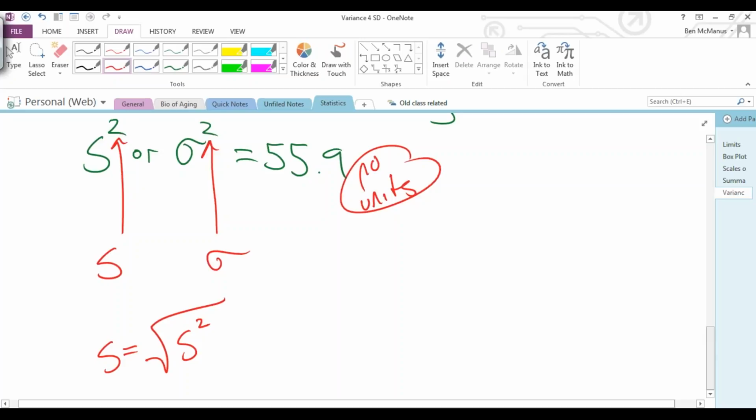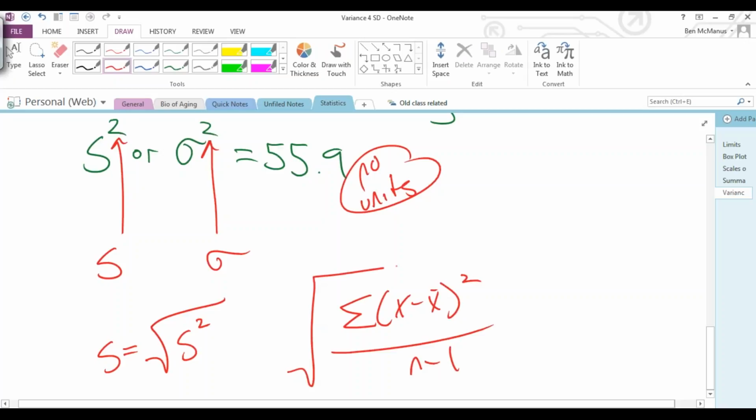So the formula for the standard deviation is the same as the formula for variance. You just go one step further, and you take the square root. So the full formula, again, would be the same, but that whole thing would be under a square root sign. And that would give you your standard deviation.